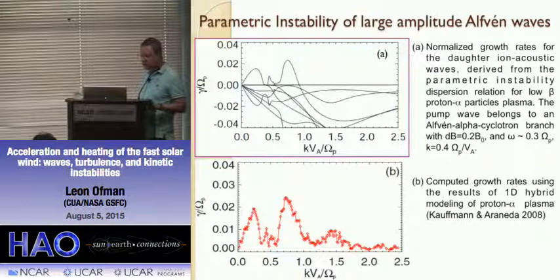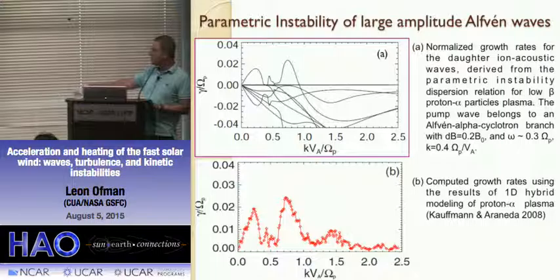So for the initial spectrum, if you take one large amplitude wave, as you can see here, these waves are subject to parametric instability. We know from MHD that we can get these large amplitude waves. But what happens in the kinetic regime? Basically, you get this parametric instability, and this is from the solution of the dispersion relation. And you can see these various peaks for various branches of the modes. But this is what you get from the hybrid simulation.